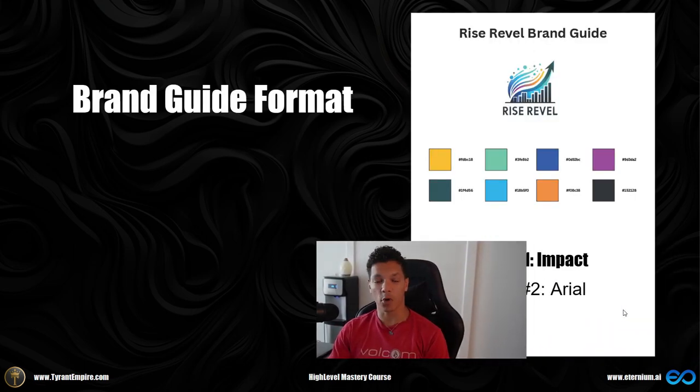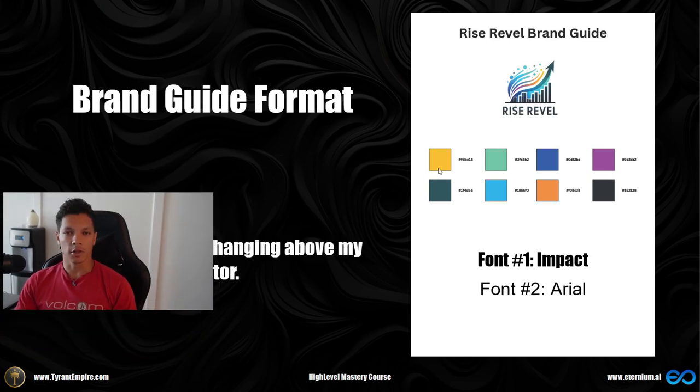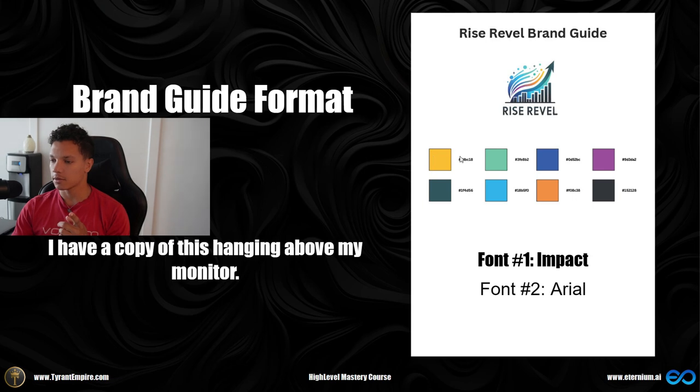The brand guide format looks something like this. This is the one that I used and actually have hanging up on my wall right behind my monitor for Rise Rebel before I rebranded it to Eternium. So you can see here, I have 8 different colors in little squares with the correlated hex codes. So as I'm building stuff out, I can just look right here behind my monitor and see all of the colors and their associated hex codes. So I can literally just plug those into whatever I'm working on.